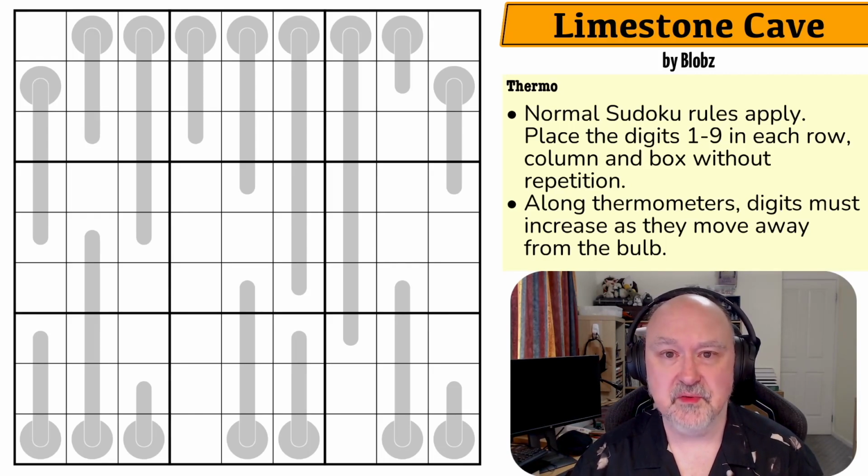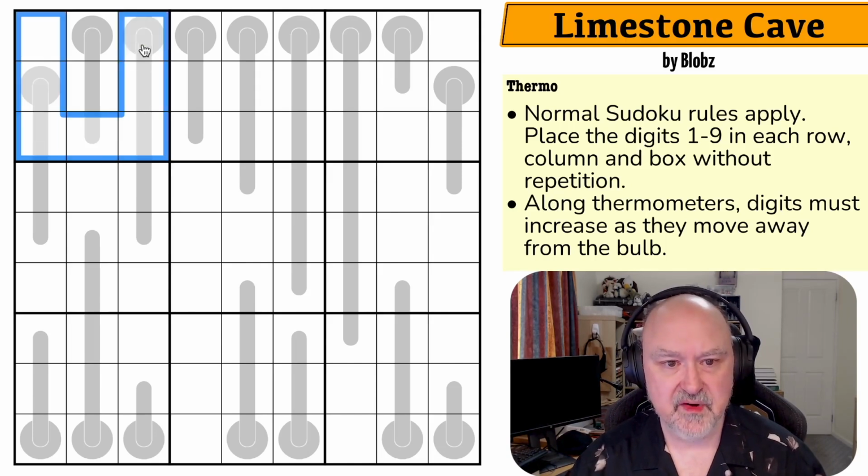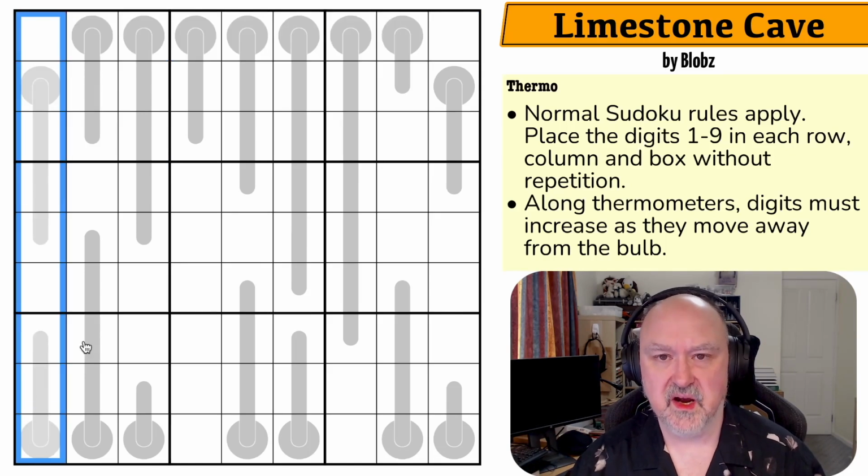Let's get back to Limestone Cave and talk about how the Thermo constraint works. Well, let's talk about all of the rules. So first of all, we've got the normal rules of Sudoku, which means that in every box, in every row, and in every column, the digits 1 to 9 have to be placed without repeating any digits.